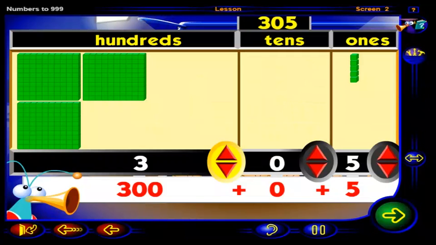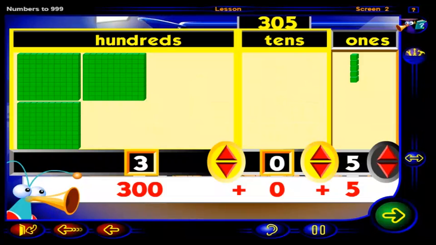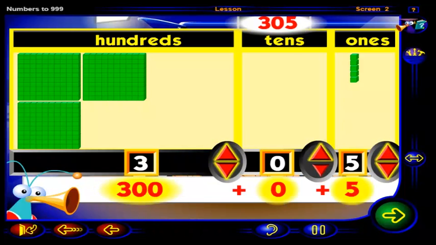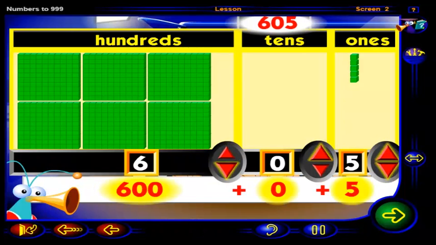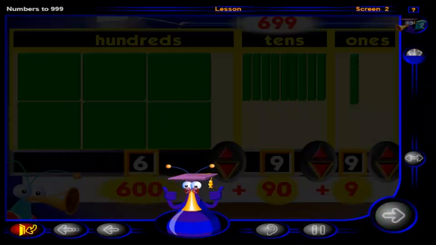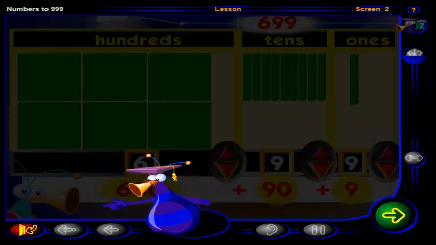Click on these arrows to change the value in the hundreds place. Click on these arrows to change the value in the tens place. And click on these arrows to change the value in the ones place. Watch how the number and the expanded form of the number change. Well done! You've completed this lesson. Click here to go to the practice area, or click here to return to the menu.